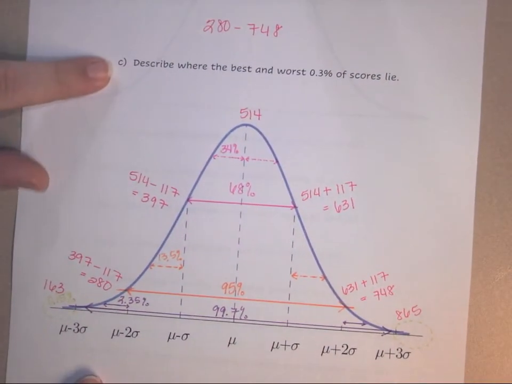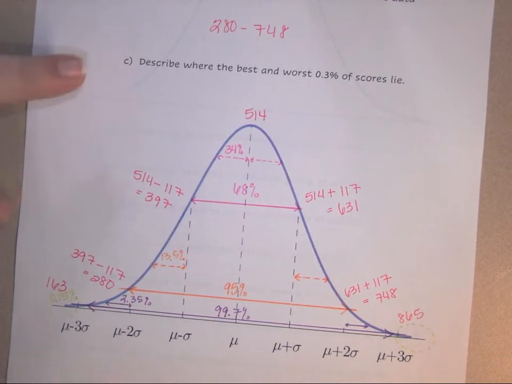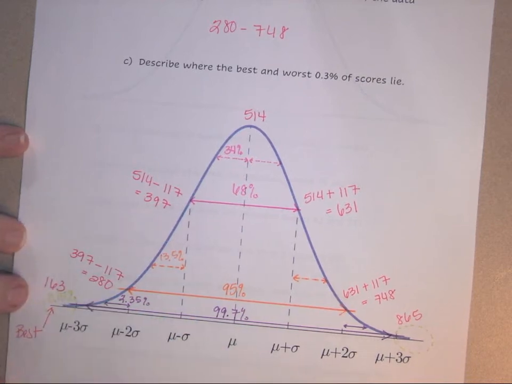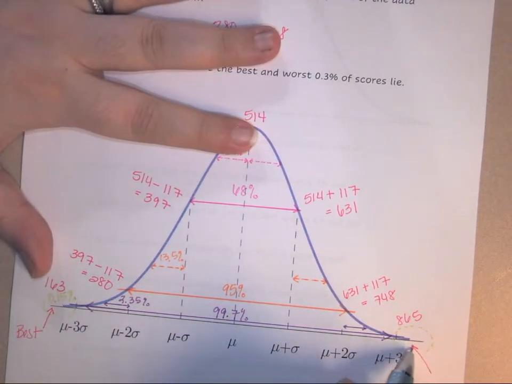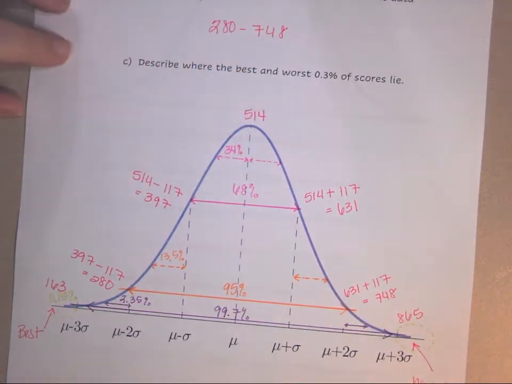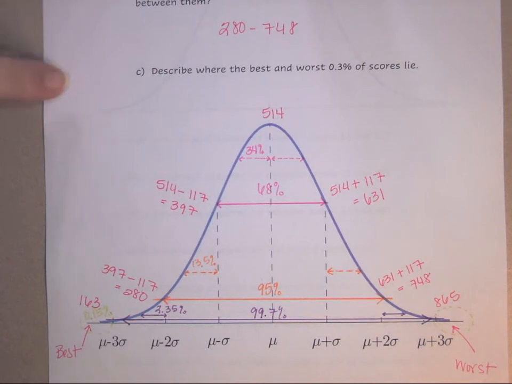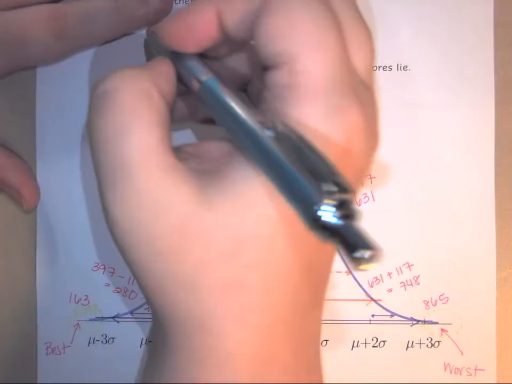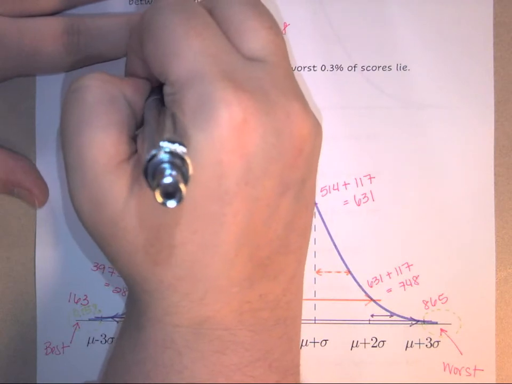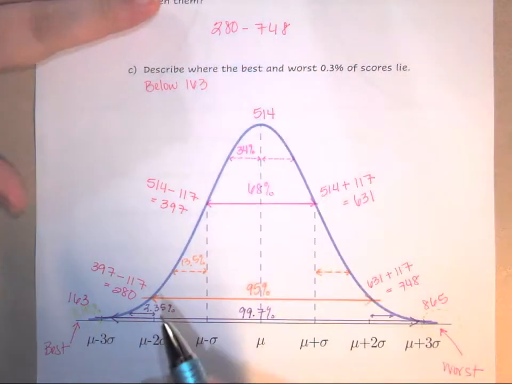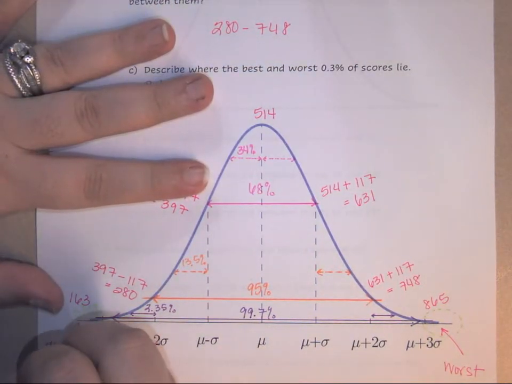Last, we want to describe the best and the worst. So when we're looking down here, this is considered your best, and over on this side is considered the worst. We're talking about the very top and the very bottom. So when we want to describe where that occurs, we would describe it by saying that we are going to be below 163. Whoops, sorry, I mixed those up.